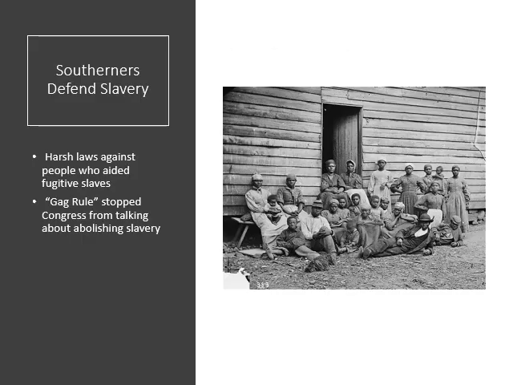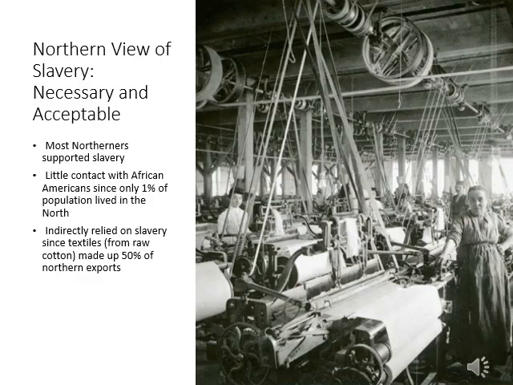Southerners defended slavery. There were harsh laws in place against people who aided fugitive slaves. If you aided a slave who escaped, you would be put in jail. There was a gag rule, which actually stopped the National Congress from talking about abolishing slavery. Southern states would not allow it to even be brought up in Congress, the idea of abolishing slavery. So they were defending the institution.